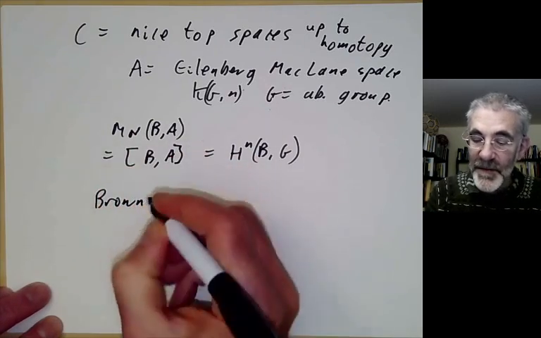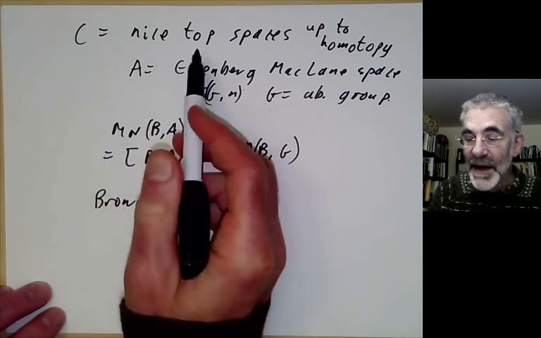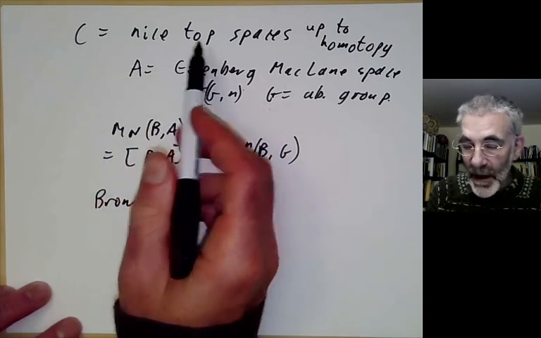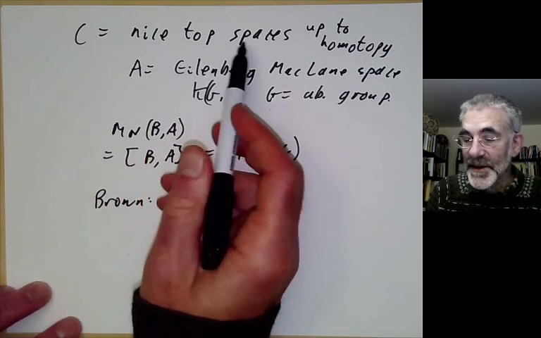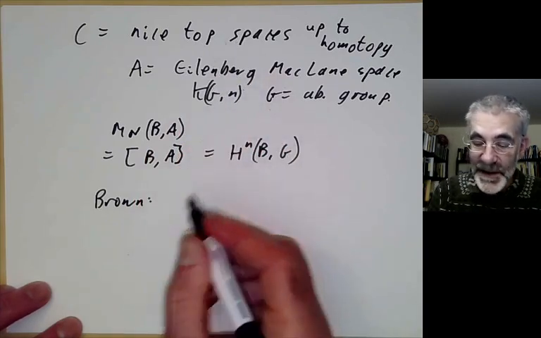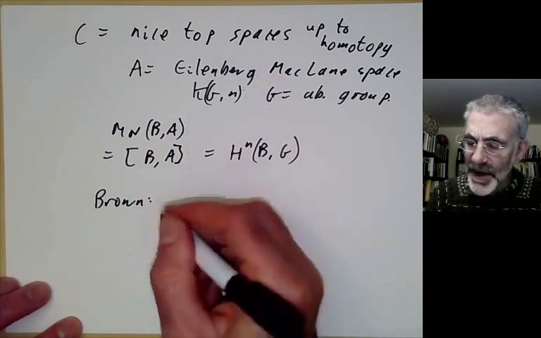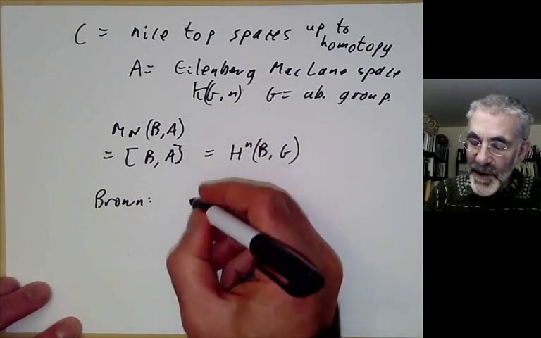In fact, you can go much further with this. Brown proved that almost any reasonable functor from nice topological spaces to sets is representable in this sense. Here, reasonable means it must be continuous.